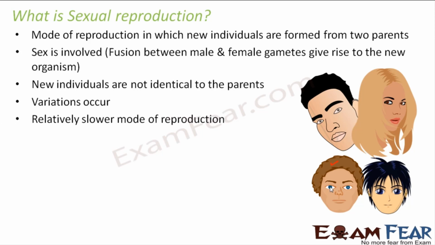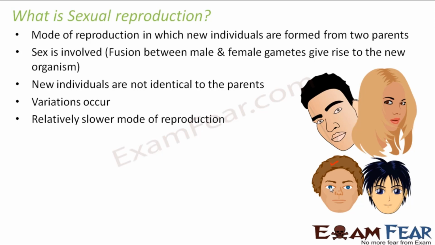We know that this sexual mode of reproduction is a relatively slower process, because you saw in asexual reproduction how many new organisms were formed. For example, in multiple fission, so many organisms were formed just in one shot. Similarly, in case of fragmentation or regeneration, you saw that when an organism was broken into pieces, each piece gave rise to a new organism. So multiple organisms were being formed at one go.